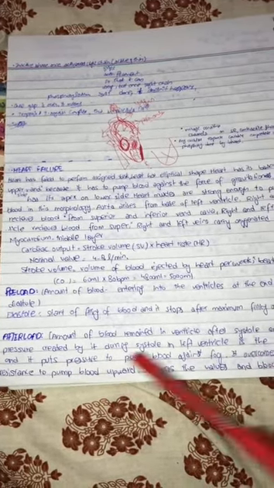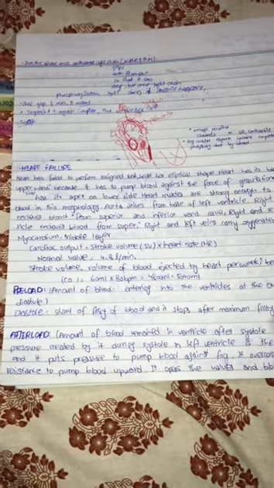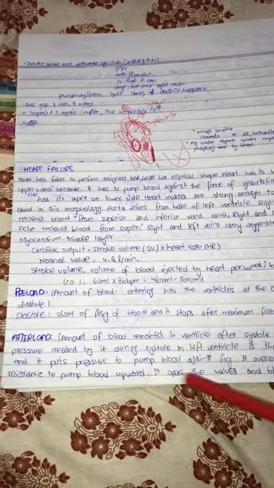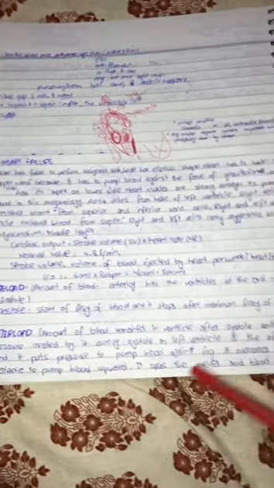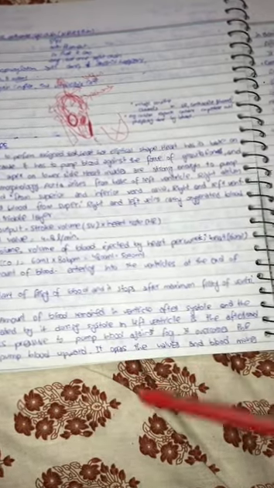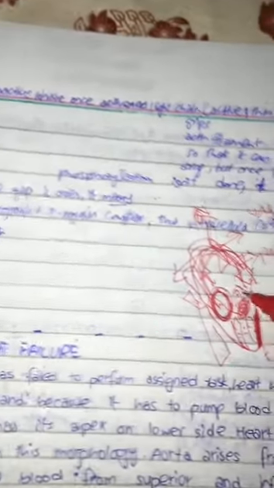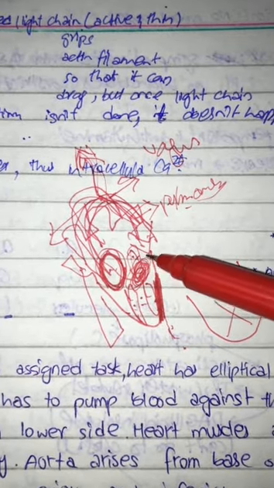It overcomes the resistance to pump blood upward. So it overcomes the resistance that is happening, so that blood can be moved upward. It opens the valves, and blood moves into the aorta. So here are the valves present. This is a very critical situation, and I can't understand what is happening here.